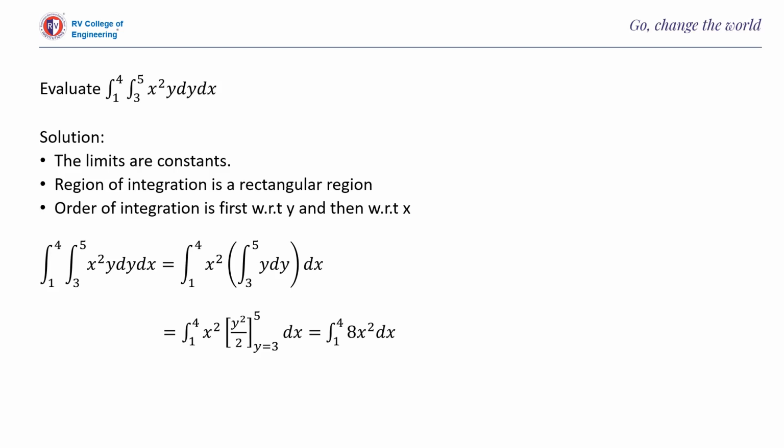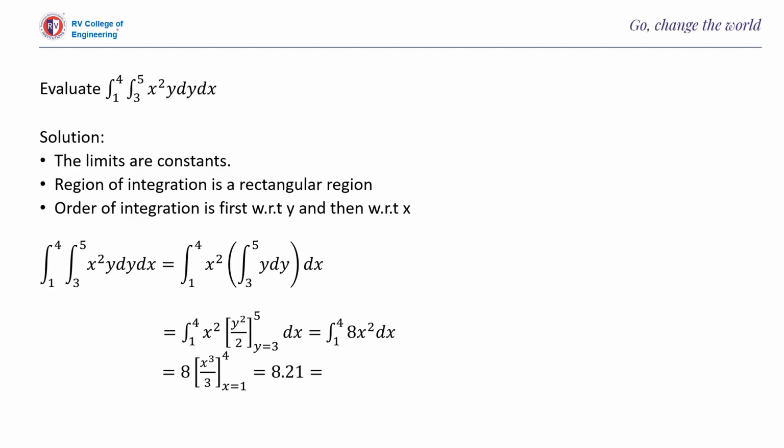So it is x square by 2 into, when you substitute the upper limit y equal to 5, it is 25, minus the lower limit y equal to 3, if you put, it will be 9. So 25 minus 9 is 16, by 2 is 8.